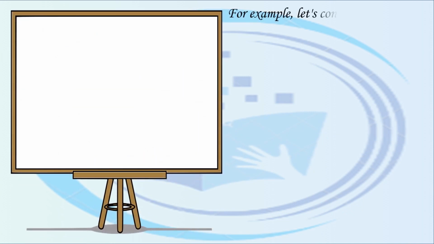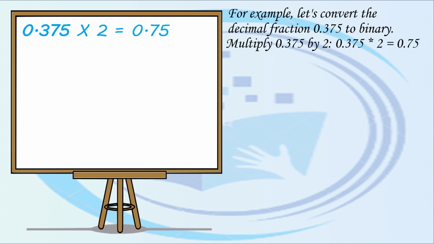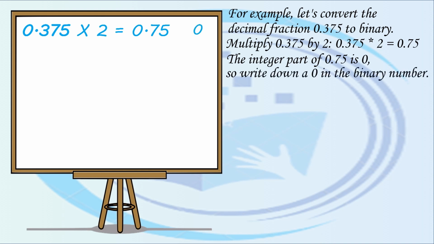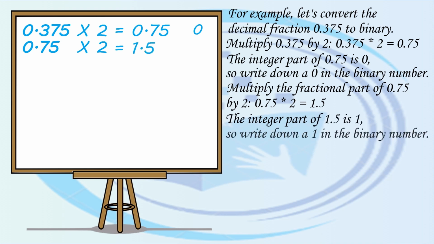For example, let's convert the decimal fraction 0.375 to binary. Multiply 0.375 by 2. The integer part of 0.75 is 0, so write down a 0 in the binary number. Multiply the fractional part of 0.75 by 2. The integer part of 1.5 is 1, so write down a 1 in the binary number.